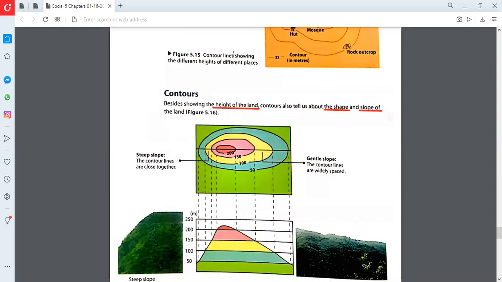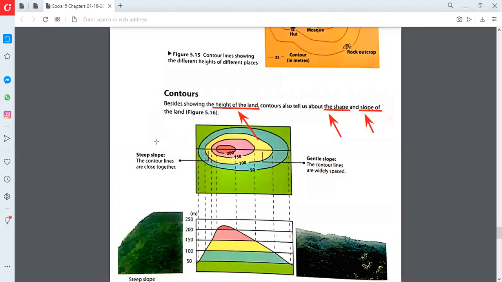So, contour lines do three things. What is the first thing? They tell us the height of the land, they tell us the shape of the land, and they tell us the slope of the land. So, contours do three things. They show height, shape, and slope of land. So, these are the three things for the contour lines. And contour lines are used in the topographical map, the sixth type of map which we have studied.